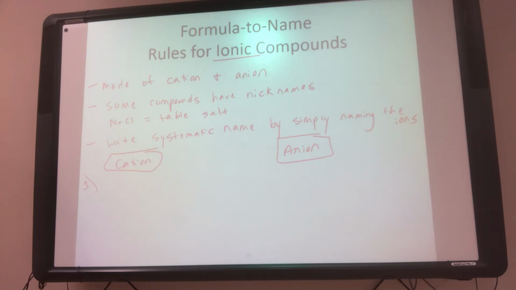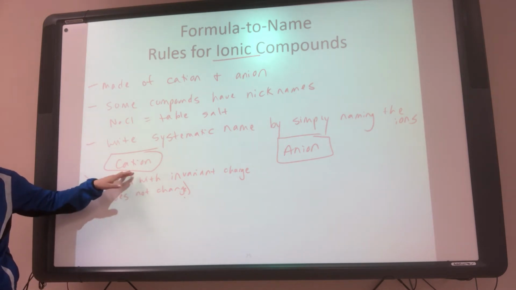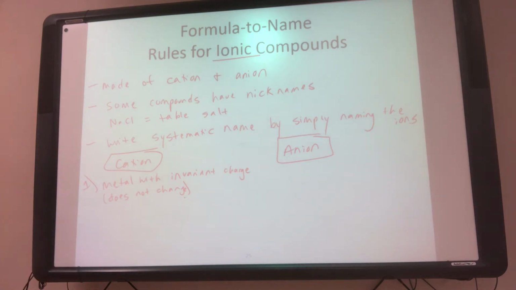So the cation could be one of three things. The first option is it could be a metal with an invariant charge. So invariant means does not change. So the way that we would name this, if my cation is a metal with an invariant charge, and I'll talk in a second about how do I know if it's invariant or not, is it's just the metal name. I don't have to specify the charge because it won't change.